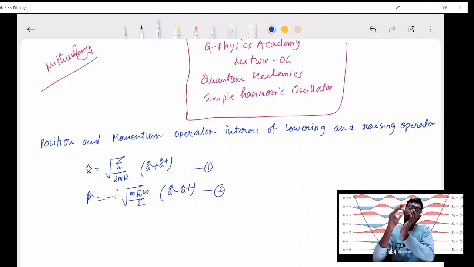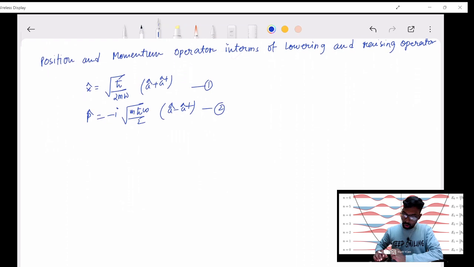From these lowering and raising operator equations, we just deal with some basic algebra, and we get these equations. This is not a very difficult process. If you go through my lecture number 5, you will definitely get it.